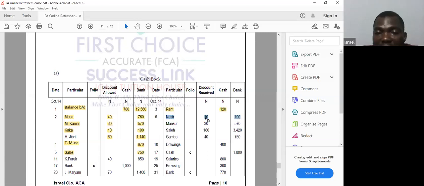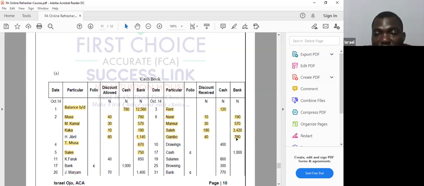Also, it is the same thing as well. We expect to pay 600 naira, but we pay 570 because we got 30 naira discount. Also, the same thing goes for the salary as well. If you are expected to pay a total sum, but now you are paying 3,420. Then as a gamble also is the same thing, we expect to pay 800, we actually pay 760.